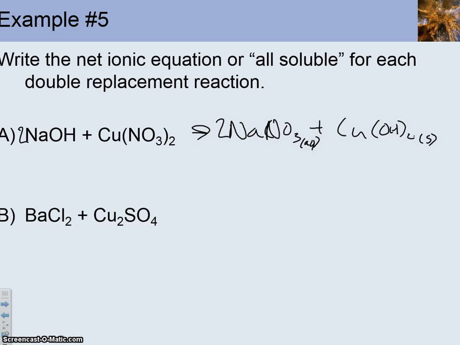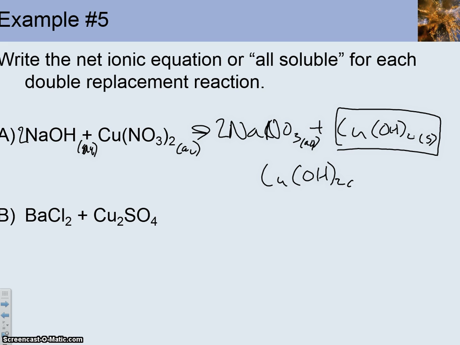If we balance this, we're going to need a 2 out in front of here and a 2 out in front of here. Now, since these are all aqueous, since these are solutions, we don't really care that they're together. We're just going to split them apart. But really the only things that we care about are what makes up our solid. So this copper 2 hydroxide is going to be made by precipitating out the copper 2 ions in solution with the hydroxide ions. So that would be my net ionic equation.